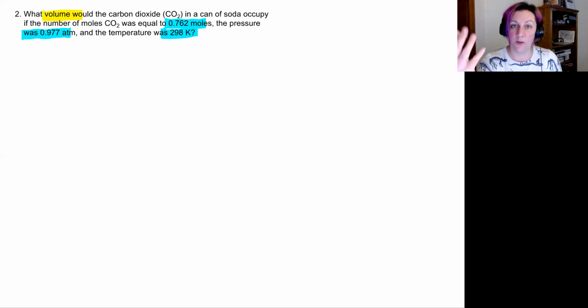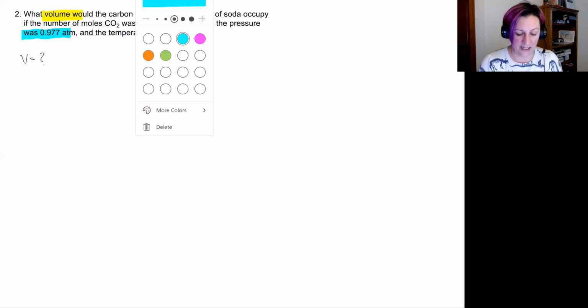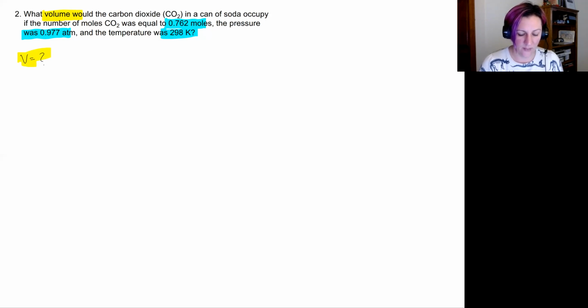So sometimes it's helpful to pull that information out and list it. So I don't know what my volume is. That's what I need to actually find in this problem. My moles will be 0.762. My pressure is equal to 0.977 atmospheres.